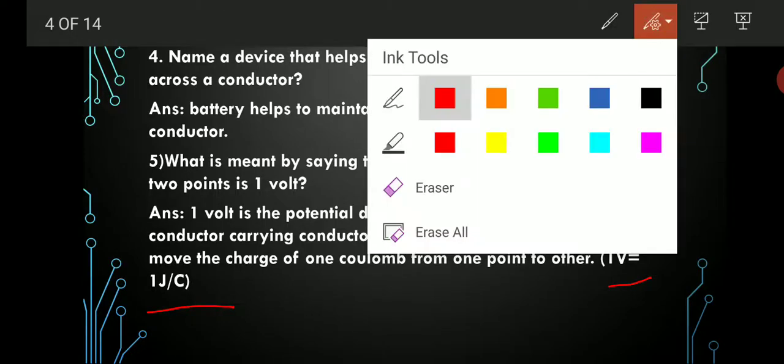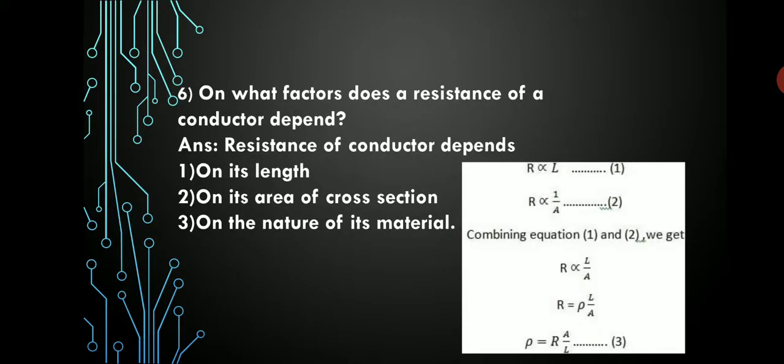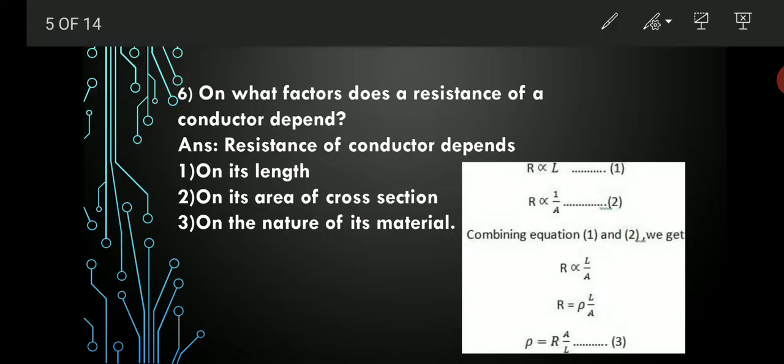Okay, now let's move on to the sixth question. On what factors does the resistance of a conductor depend? So the resistance of a conductor mainly depends on 3 factors, that is, on its length, on its area of cross section, and the nature of the material.